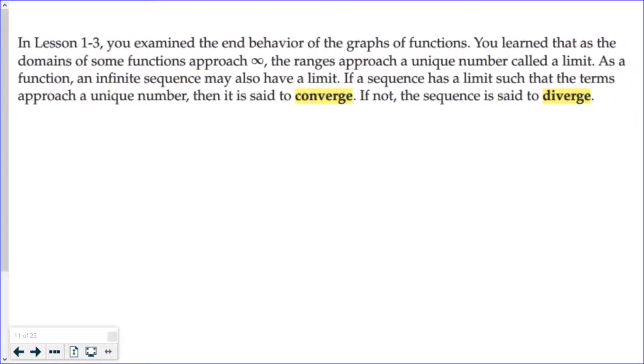Hi guys, welcome back. This is section 10.1, part 3. We're going to start off with the idea of converging versus diverging sequences.